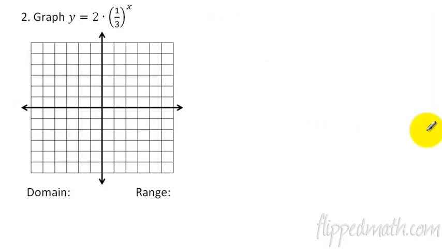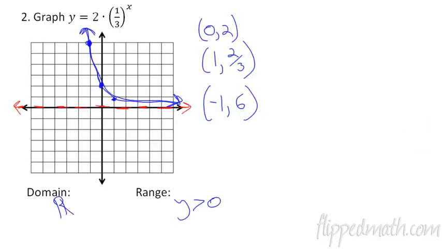Number 2, why don't you pause the video on this one and do what we did in number 1, and then I will have the answer appear here and see if you did it right. And there's your answer to number 2. Your coordinate points should have been 0, 2, 1 and 2/3, and then -1, 6. Remember, when we plug in the -1, that makes this take the reciprocal, so it would be a 3, and then 2 times 3 is 6. So that's where we get this coordinate point from.